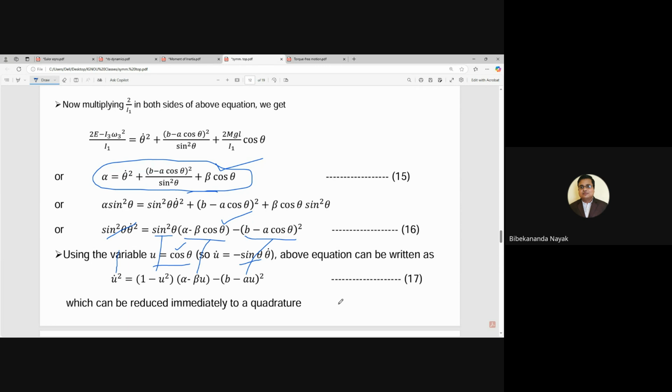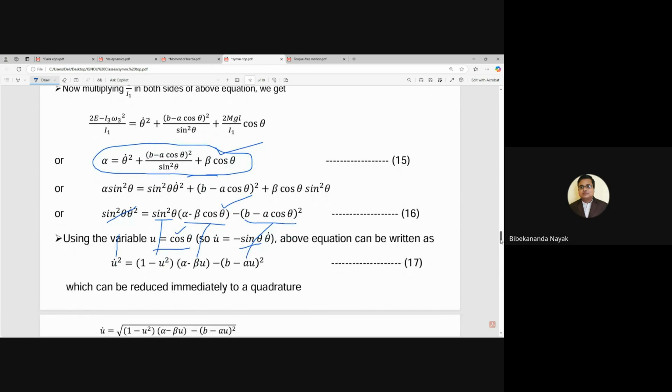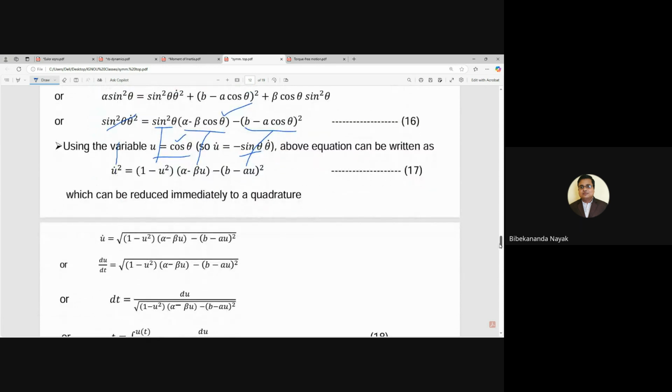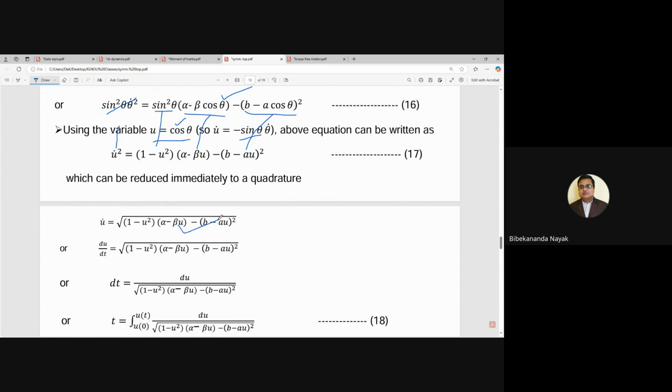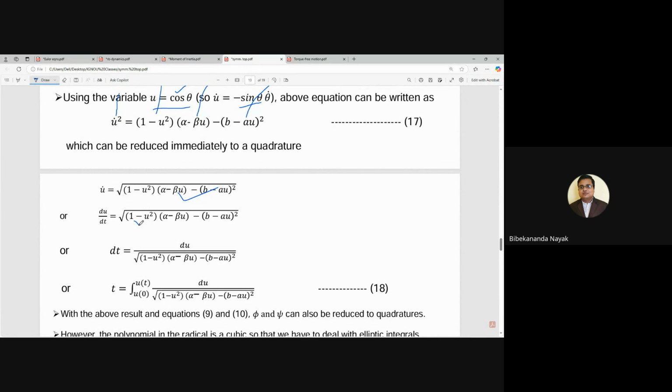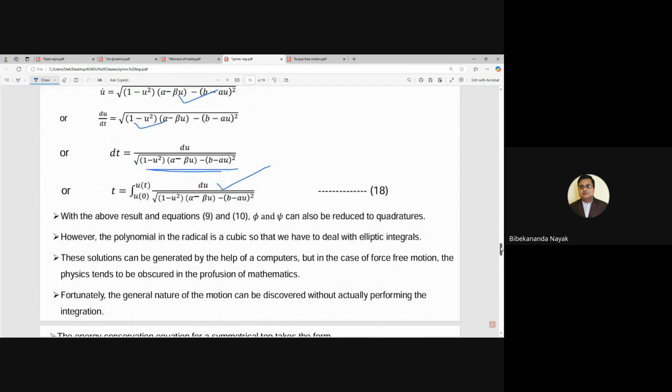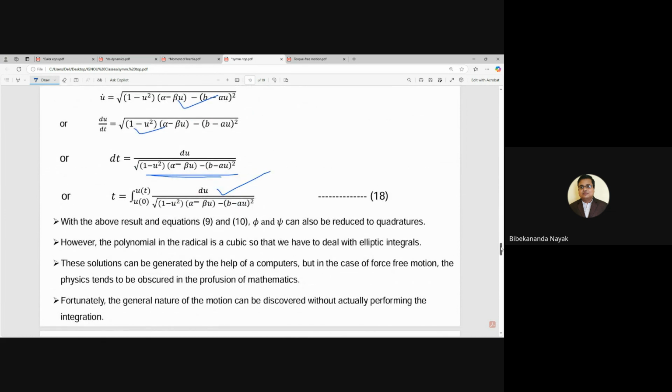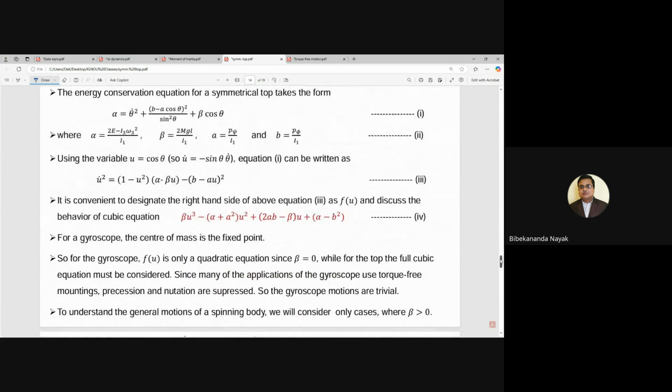Okay, are you getting my point? Yes, sir. You get this equation. Actually, this equation gives the solution, a basic idea about the motion of a symmetric top. U dot square is this, so u dot is the square root of that quantity. So u dot is du by dt, so dt is equal to du by this, and t is equal to the integral of it, but that has a square root term. For general motion, we have to consider the square root term.